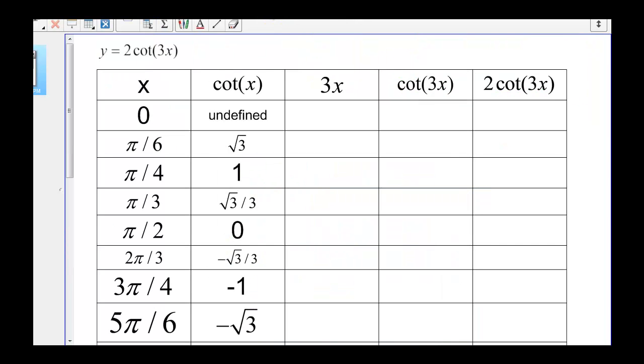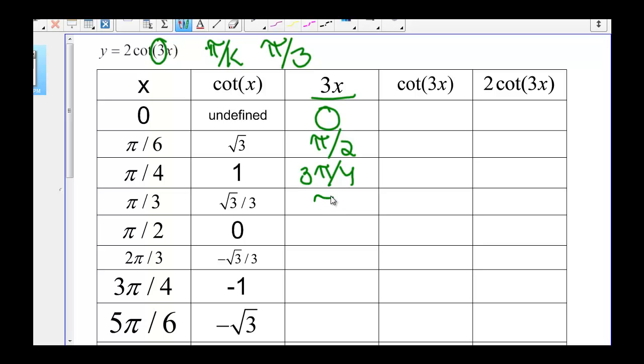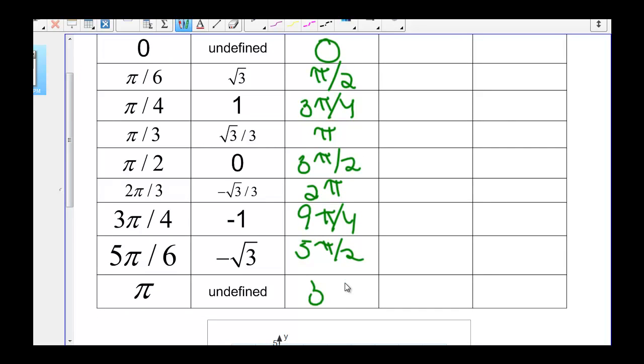Graph y equals 2 times cotangent of 3x. First, let's find the period. The period is pi divided by k. In this case, our k is 3, so our period is pi over 3. Our first step in our transformation is to multiply x by 3. So 0 times 3 is 0, pi over 6 times 3 is pi over 2, 3 pi over 4, pi, 3 pi over 2, 2 pi, 9 pi over 4, 5 pi over 2, and 3 pi.